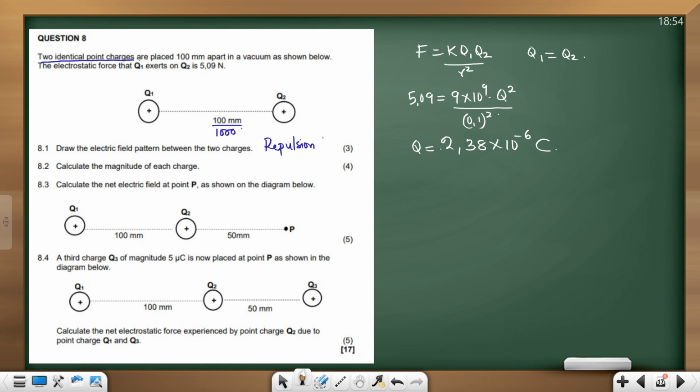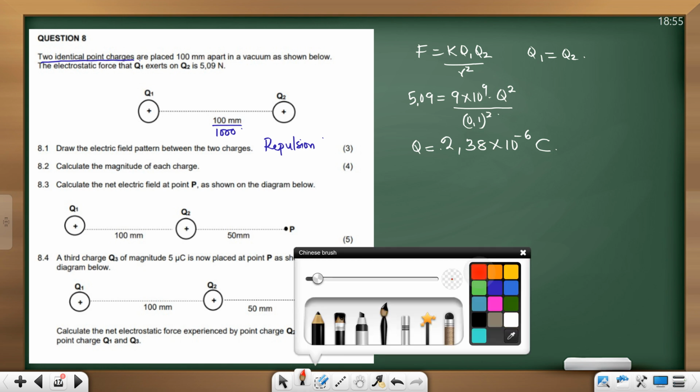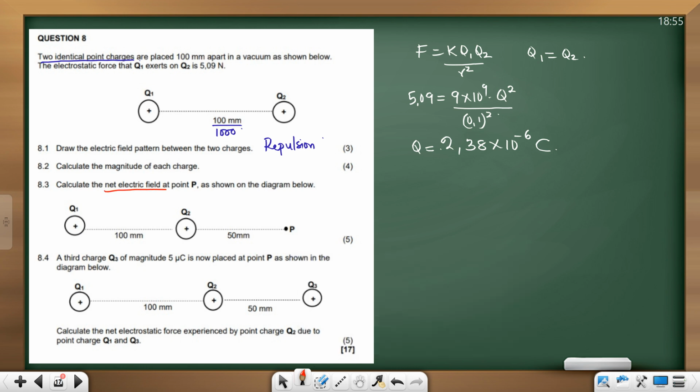Okay, let's do the last one. 8.3 and 8.4. Calculate the net electric... Oh, no, I think there's one more because I want to do something with a right angle before I leave you. Calculate the net electric field. Guys, net electric field at point P.